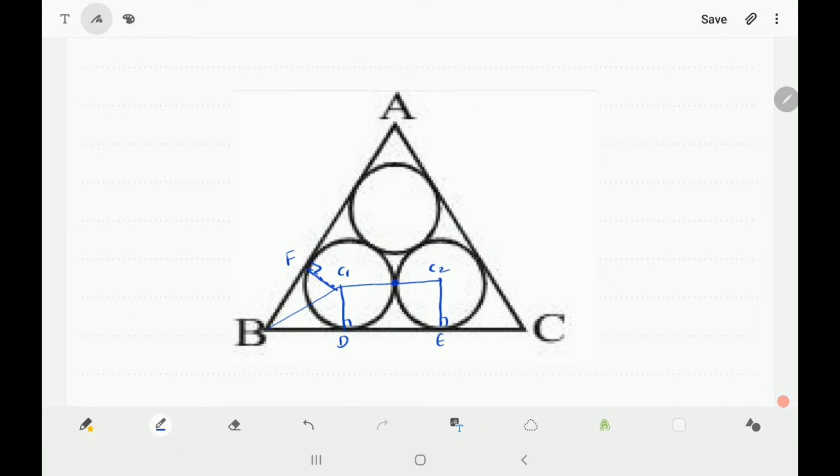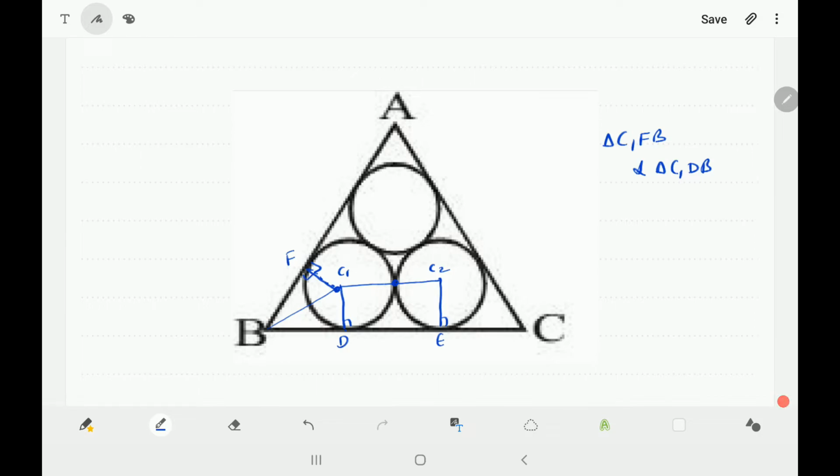So if you see now these two triangles, C1FB and C1DB, both of these triangles are congruent. Why are these triangles congruent?